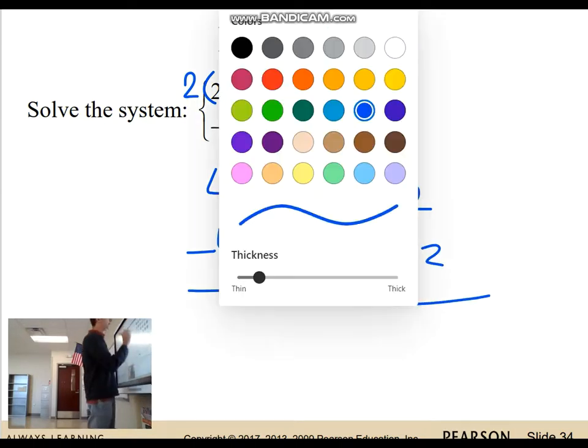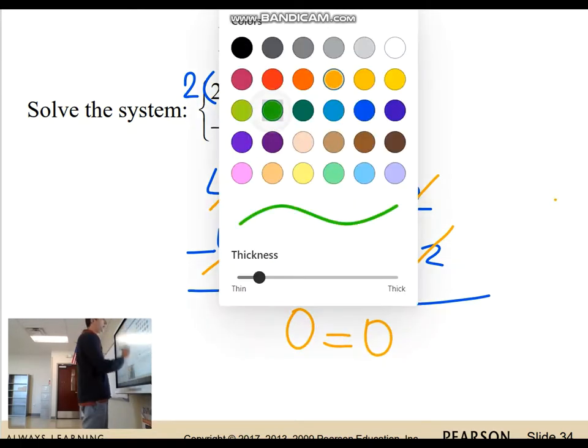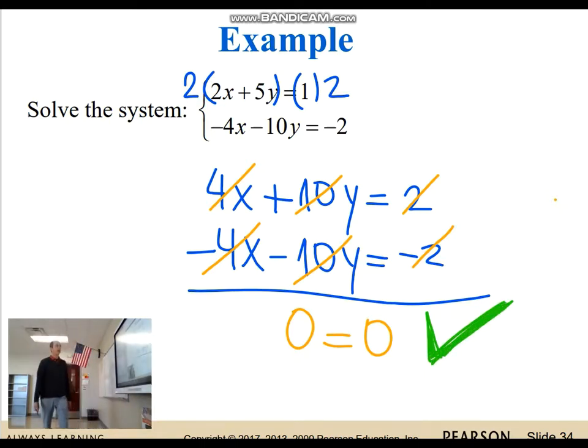Look how interesting. Look here what happens. 4x minus 4x, 0, 10y minus 10y, 0, 2 minus 2, 0. 0 equals 0. Is this true or false? This always will be true, no matter the value of x, no matter the value of y.